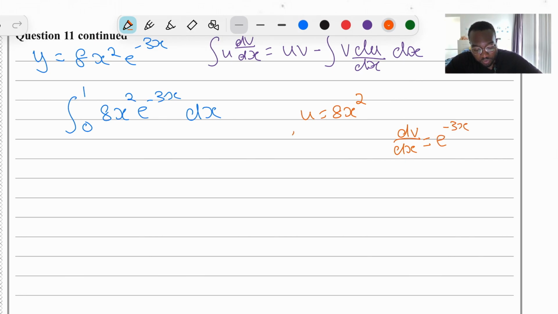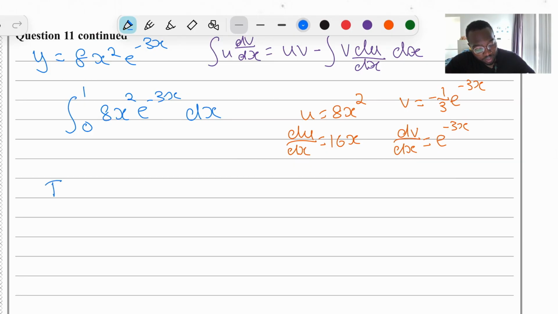Now, what's du over dx? Du over dx, that would just be a 16x. And our v value, if we integrate this, that would be a minus 1 over 3 e to the minus 3x. So we worked out our values. Now let's just put that in.